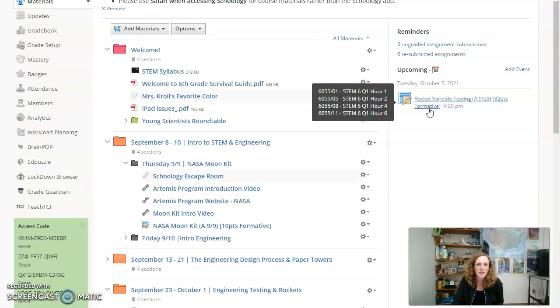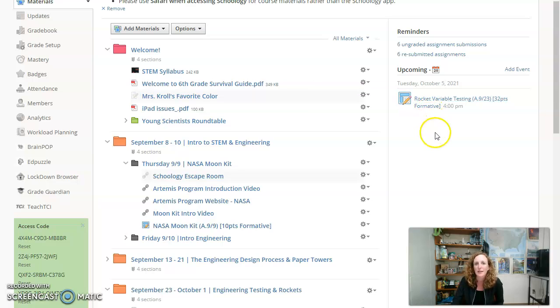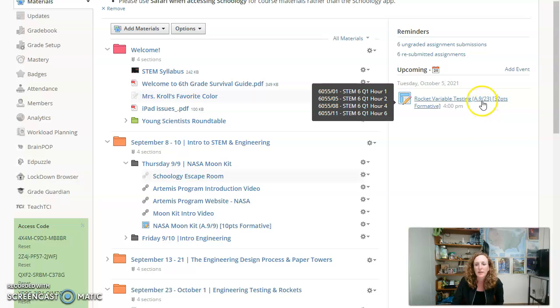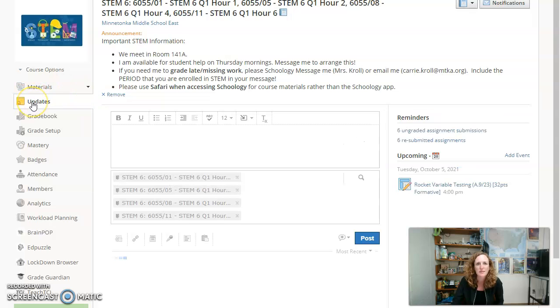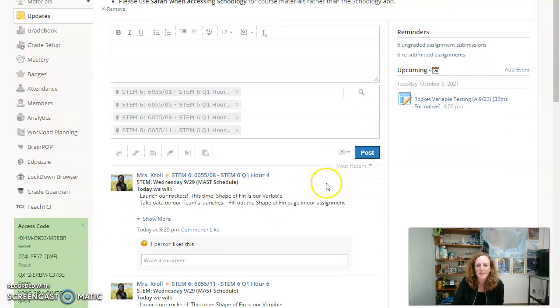Now there isn't hardly any homework in STEM, very few quizzes or tests. We focus mainly on doing activities in the classroom. So students can find the information about their assignments there, and if they have a question about what happened on that day or what we did that day or need a reminder, they can just check out the daily update that goes along with that assignment. So daily updates are listed right over here under updates.